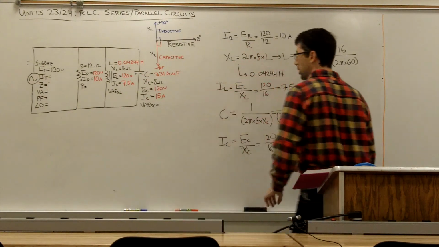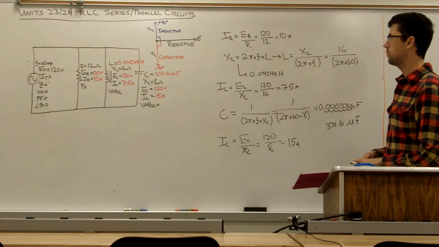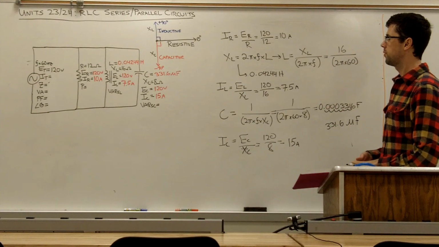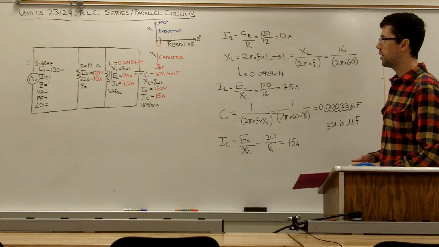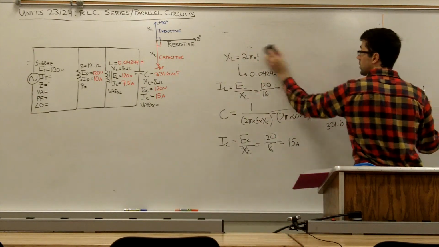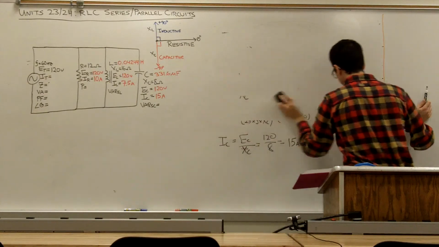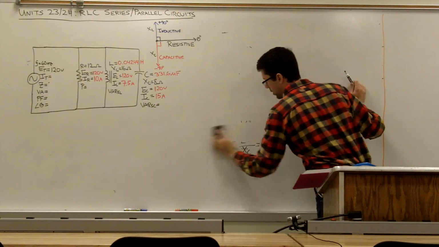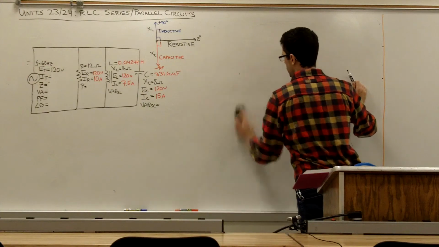Let's check our current values. Actually, no. Before we check all our current values, let's find Z. Let's deal with the nastiness. That is the impedance Z in an RLC parallel circuit. So the equation for the impedance in an RLC parallel circuit is this.